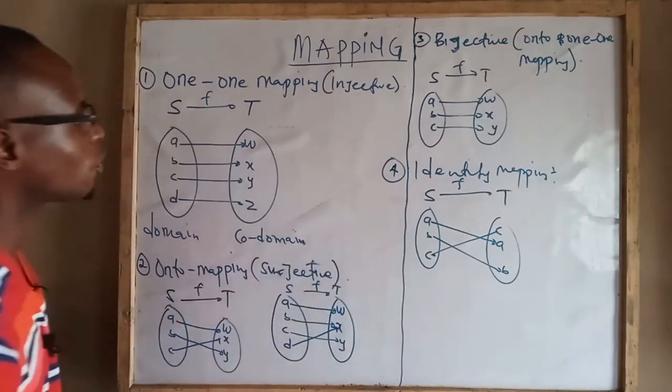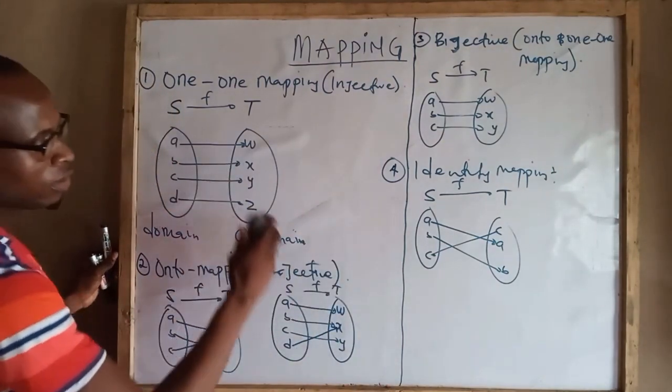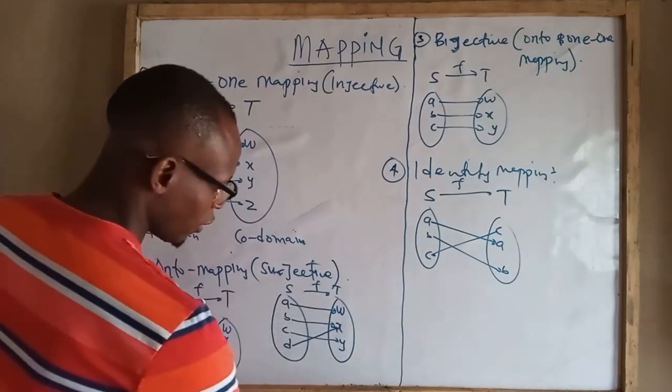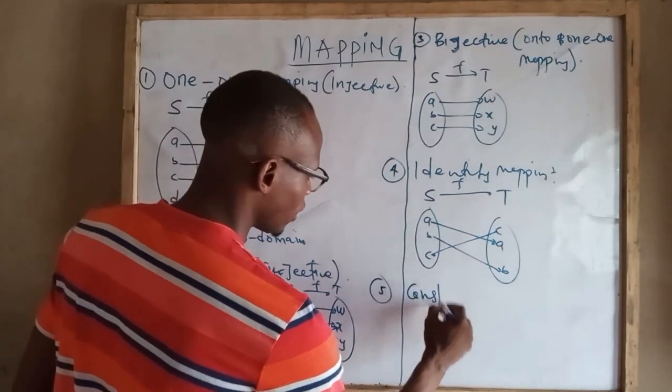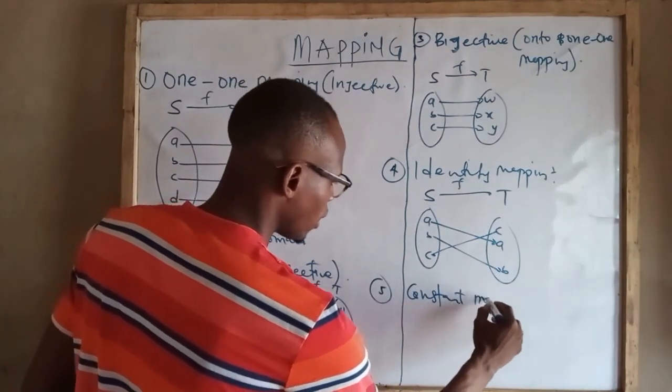So we move to the last one, which is okay, can I manage? Okay, let me manage this please for that. Number 5. We call that constant mapping.